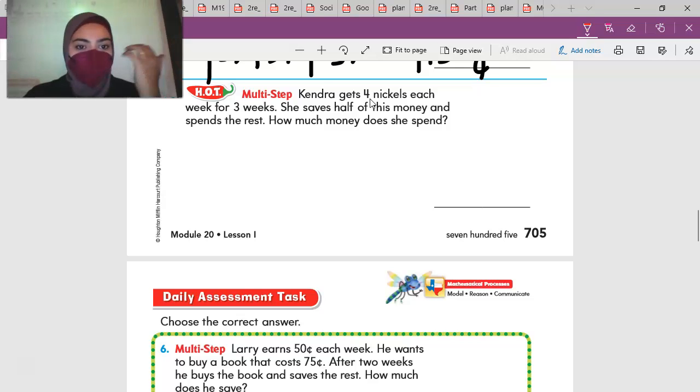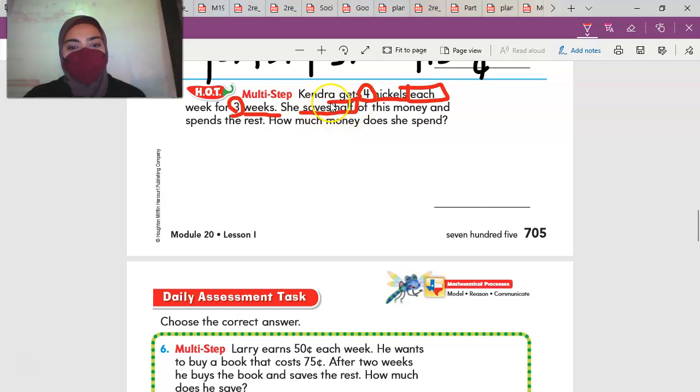First thing I do is read the problem, obviously. Kendra gets 4 nickels each week for 3 weeks. I'm going to stop there. It's a lot of information. She gets 4 nickels each, always box each. I'm going to underline nickels. She gets 4 nickels each week for 3 weeks. She saves half of this money, and she spends the rest. How much money did she spend?